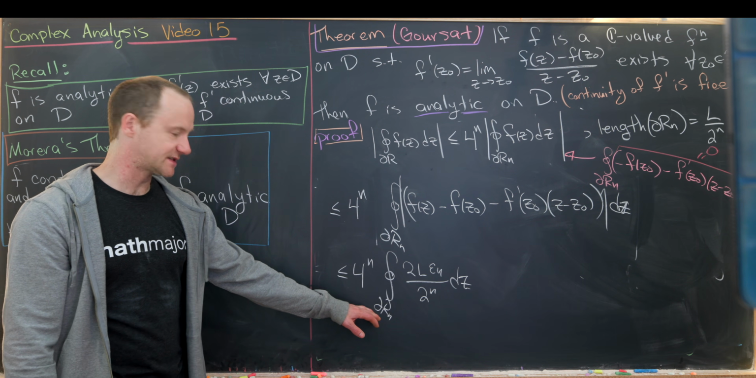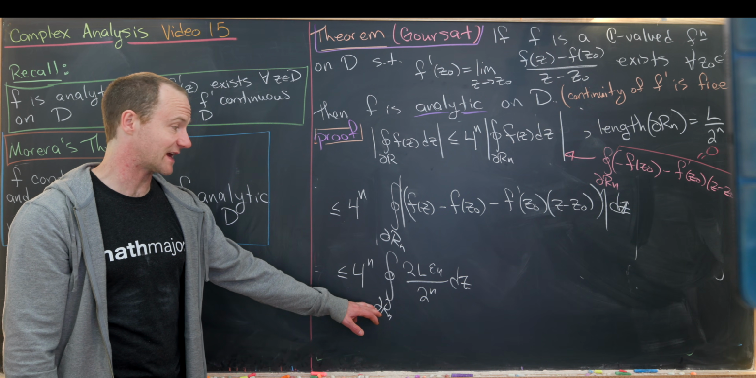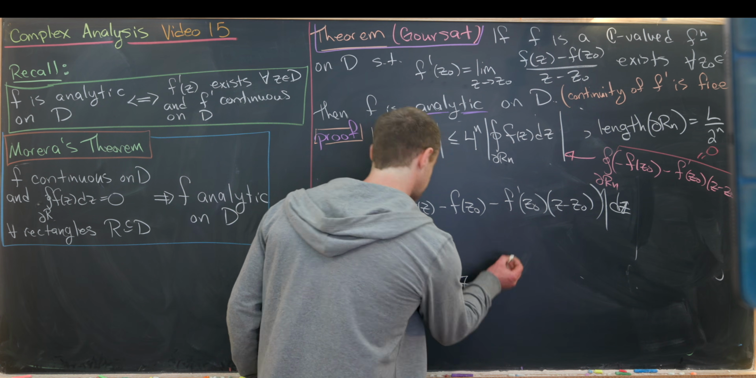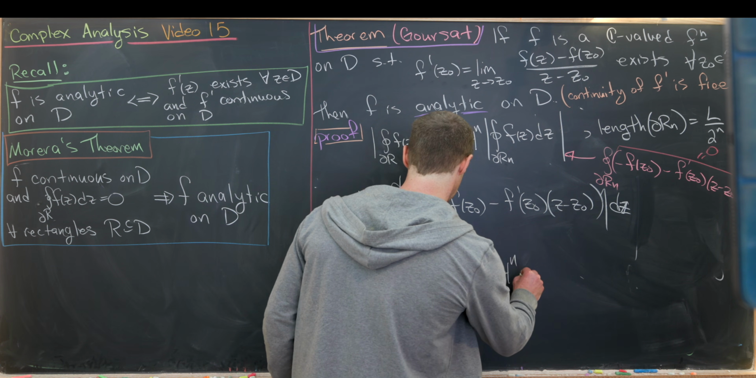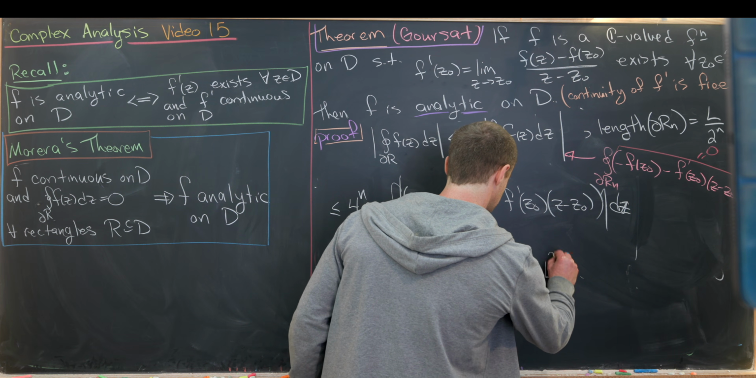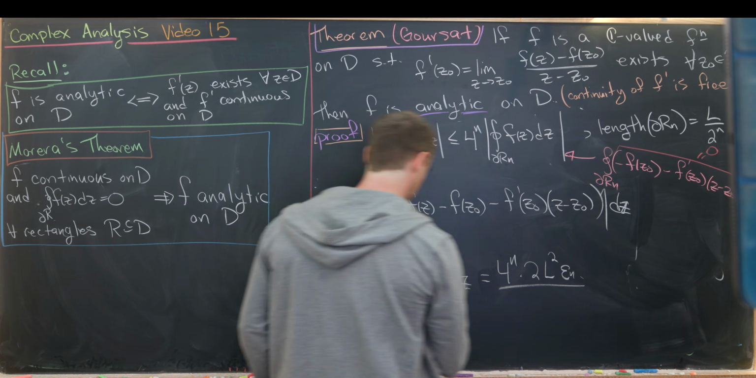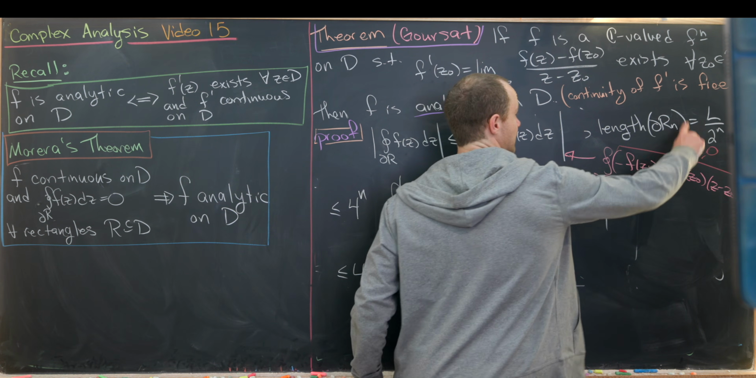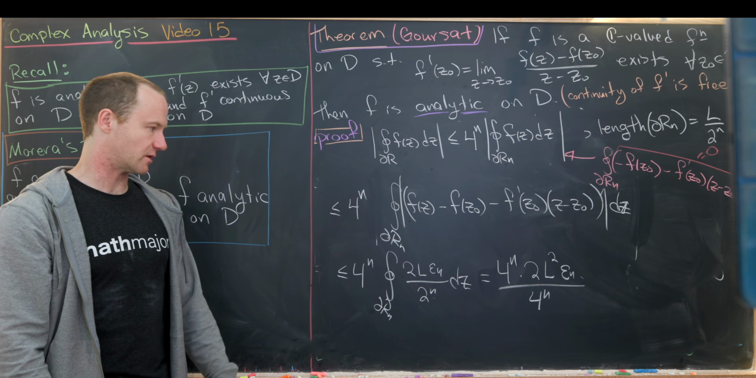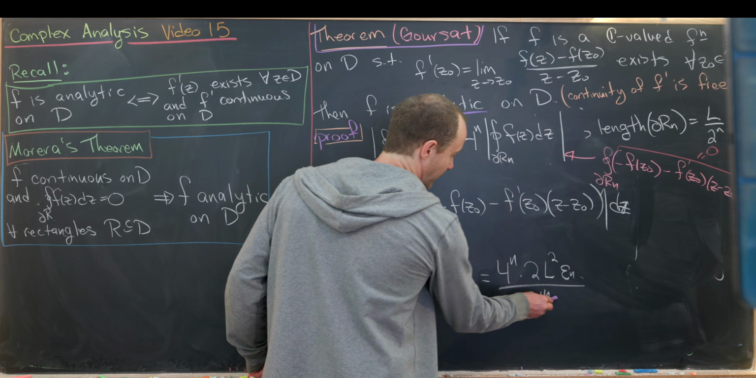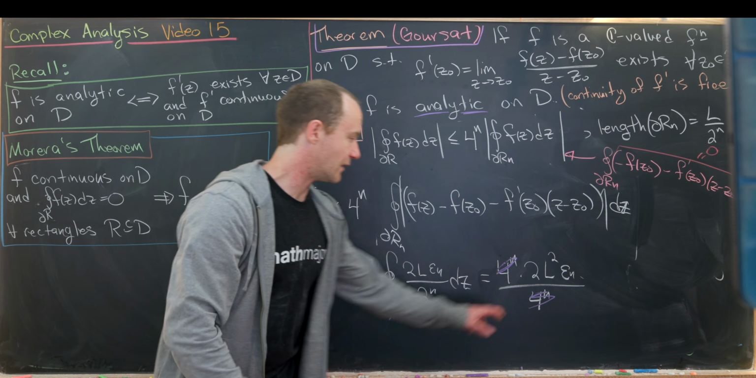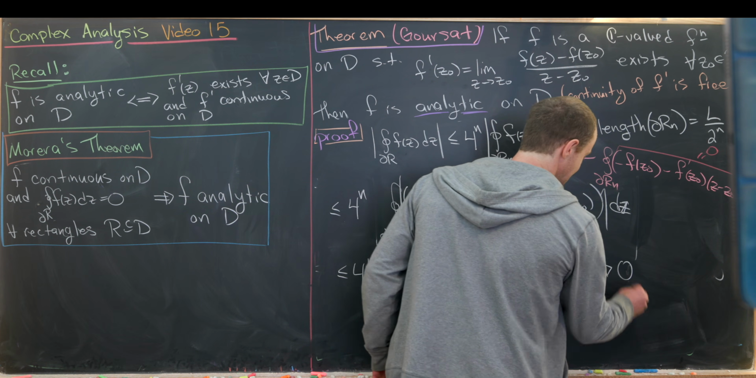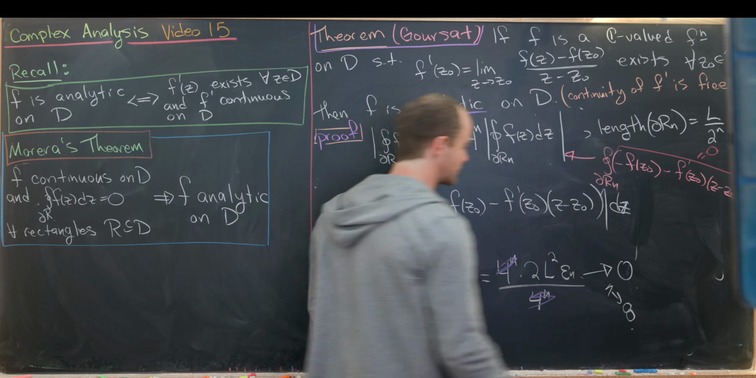But now we're integrating a constant function over this closed curve. So that gives us the length of this closed curve times this constant function. So that's going to be equal to, let's see, we have 4 to the n times 2L squared epsilon n over 2 to the n times another 2 to the n. The other 2 to the n comes from the length of this closed curve. That's why we have an L squared, by the way. But let's notice that this 4 to the n cancels with this 4 to the n, and we have a constant times this epsilon n, and that epsilon n we know to tend towards 0 as n tends towards infinity.